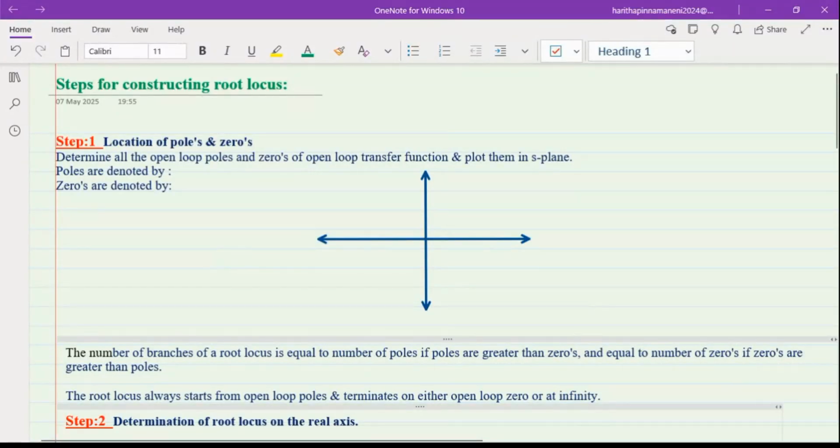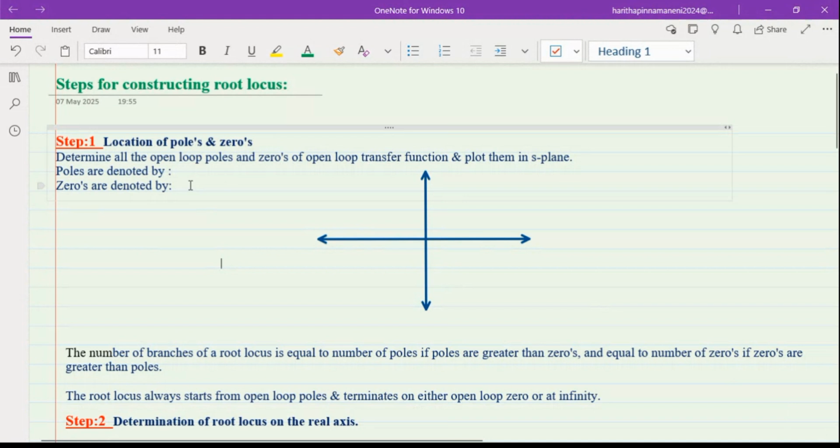Let's see the steps for constructing root locus. The first step involved is location of poles and zeros. From the given open loop transfer function, we have to find out the open loop poles and zeros. Then you have to place them in the S-plane.